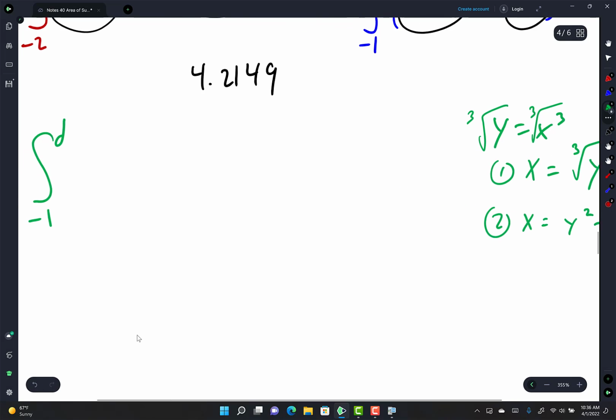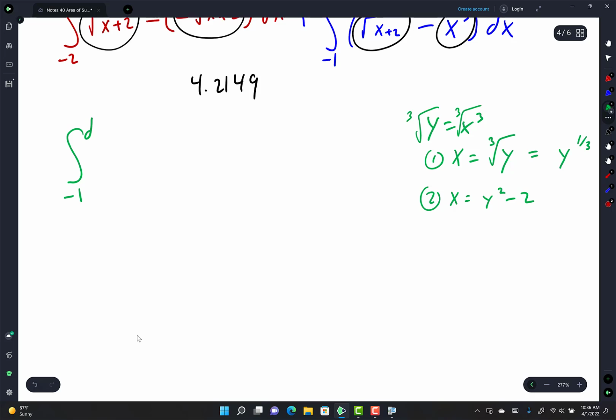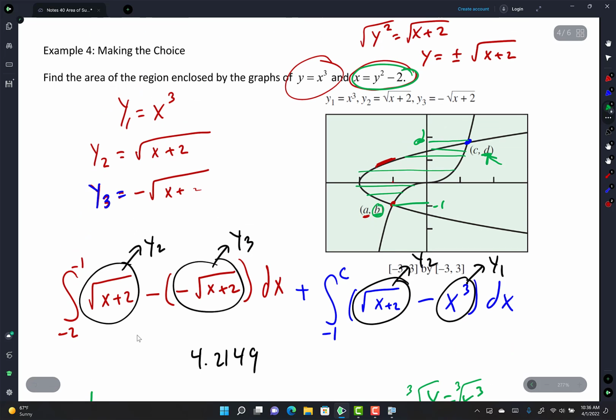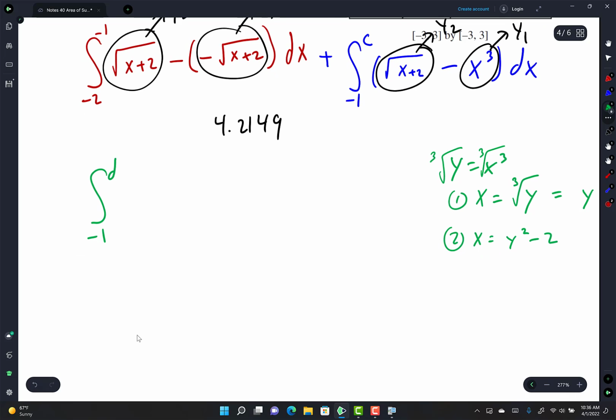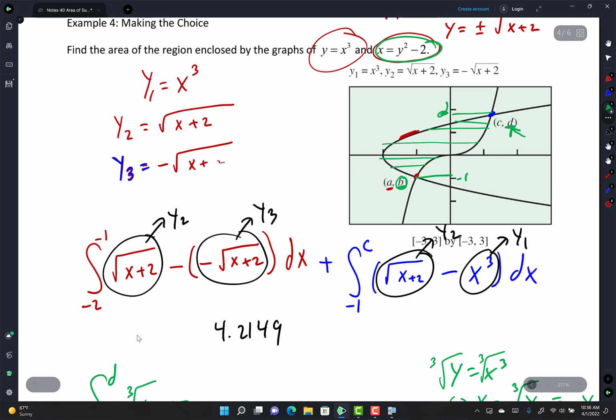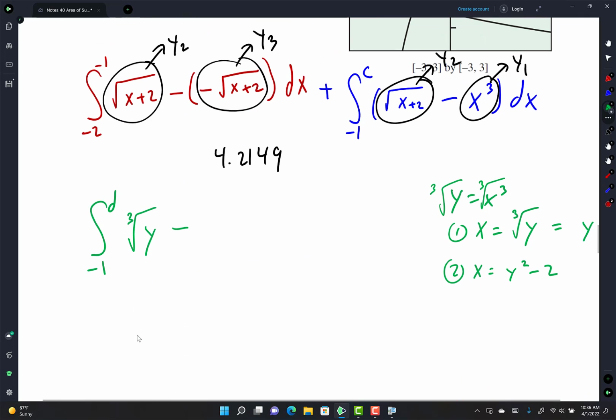Here we go. I'm going to zoom out, and don't worry, I'll zoom in a little bit. From -1 to 2, and then what curve's on top? The x cubed, which is now going to be called, yeah, I'm going to say cube root of y. Y to the 1/3, same thing. Minus, and then this quadratic looking thing, which is y squared minus 2 dy.